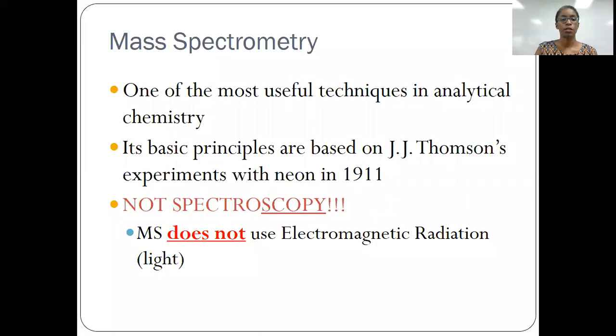So what is mass spectrometry? It is a technique that is not using electromagnetic radiation. Spectroscopy measures light. With spectrometry, you get a measurement, you get a spectrum, but it does not involve light. It involves something else, as we're going to see. So just keep that in mind, and use the appropriate naming of it. It's not mass spectroscopy, it's mass spectrometry.